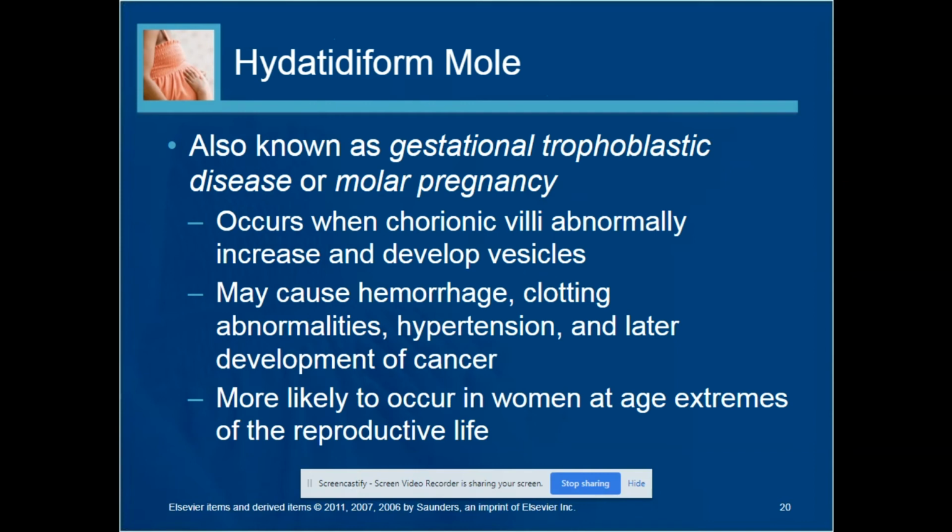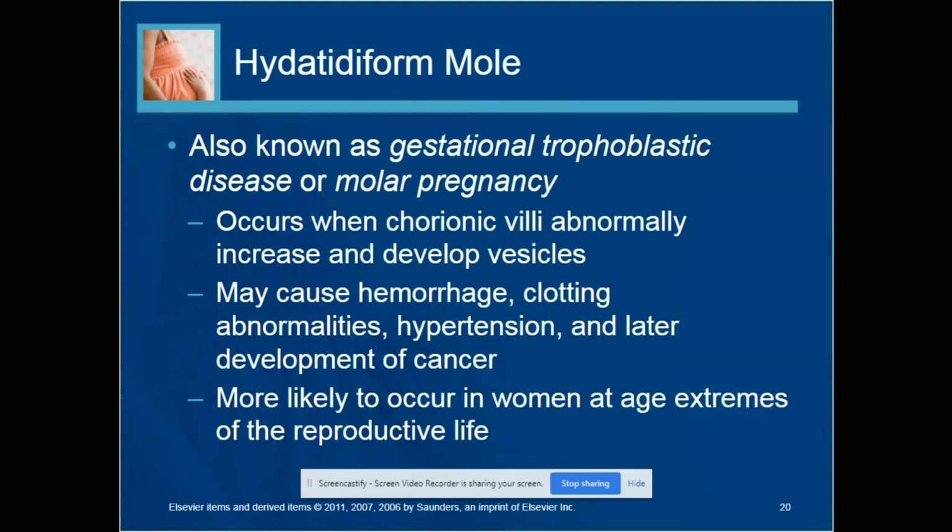The next thing that we're going to talk about is a hydatidiform mole. We are on page 87 if you're following along in the book. So a hydatidiform mole is known as a gestational trophoblastic disease or a molar pregnancy. It happens when the chorionic villi increase abnormally and develop vesicles that resemble tiny grapes.